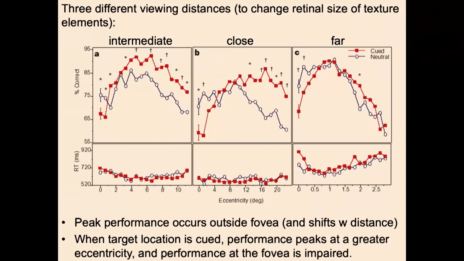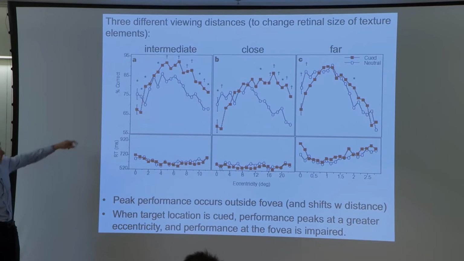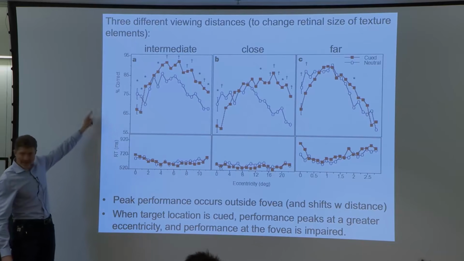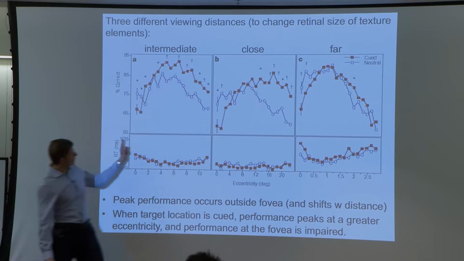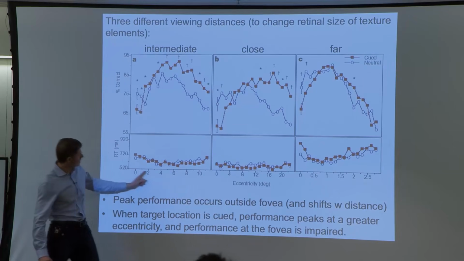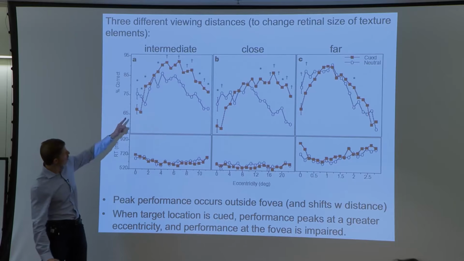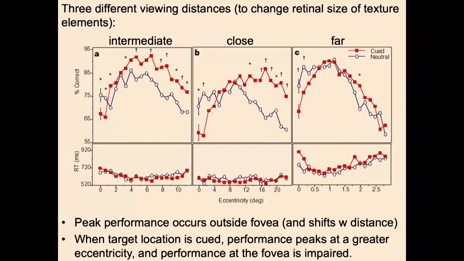So here are the results. It's a little bit complicated, so let's walk through it. For the time being, just look at the one on the left, panel A. The graph is plotting percent correct, how well you do on the task, as a function of eccentricity. This is 0, the fovea, and then this is moving out to greater eccentricities. For the moment, just look at the open symbols. That's the case where the cue is neutral, so the cue is not telling you the location of the target.